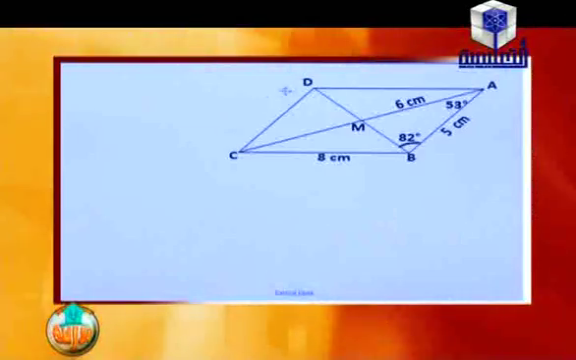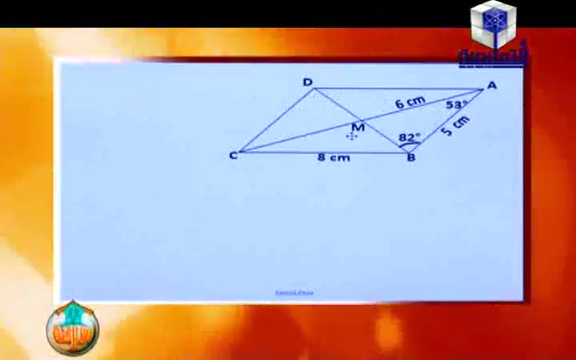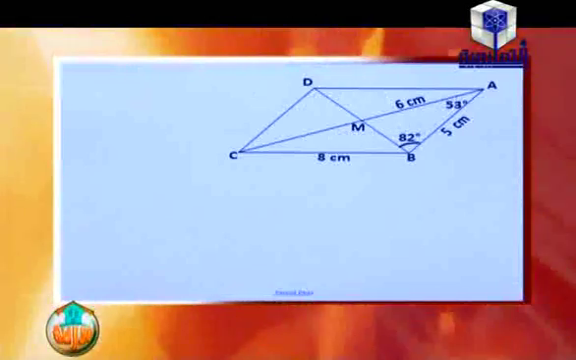The measure of the angle BAD equals 53 degrees, and the measure of the angle ABD equals 82 degrees. Without using the tools of measurement, find the measure of the angle DBC and the perimeter of the triangle ADC. That's a very important question. The first thing in this figure is that it's a parallelogram. From the property of the parallelogram, the diagonals bisect each other.